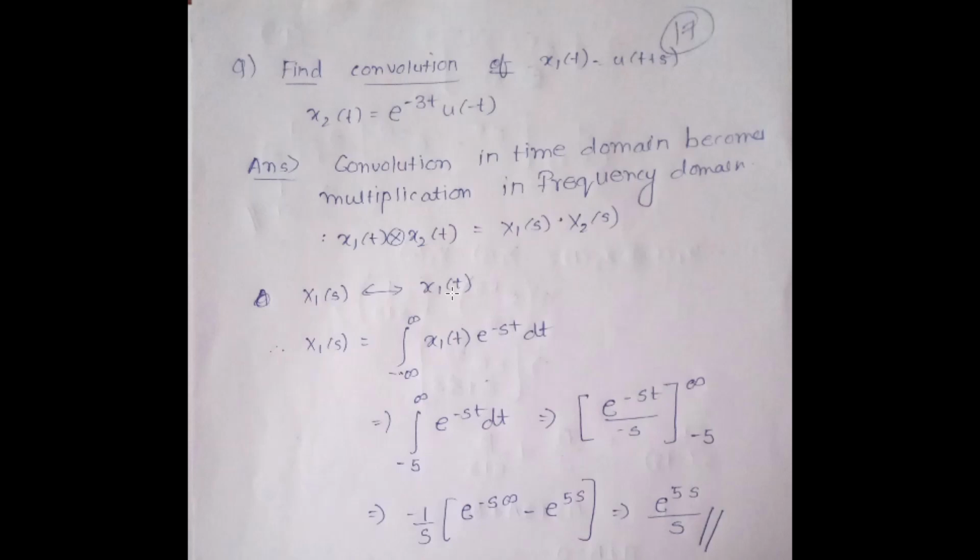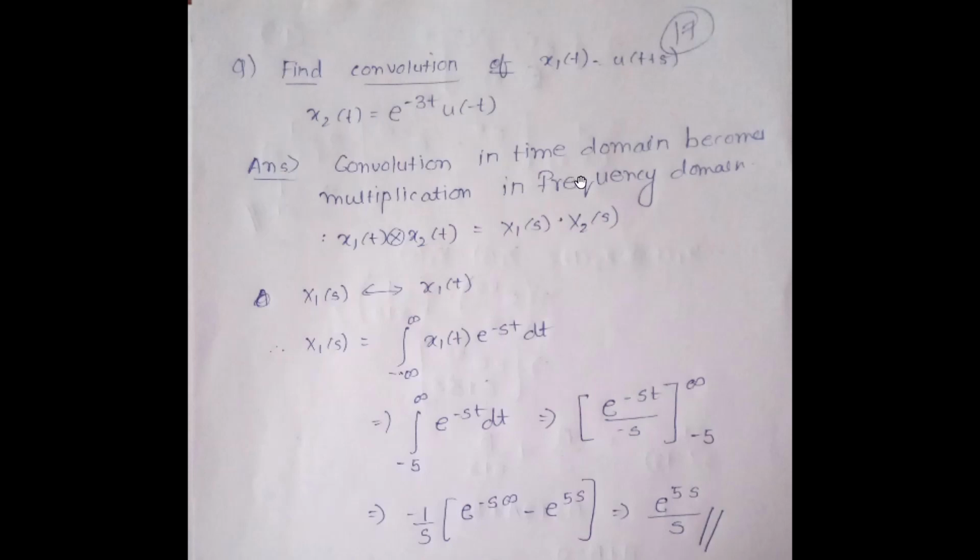So let us understand it with the help of a numerical itself. Find the convolution of signal x1 of t, which is given as u of t plus 5, and x2 of t, which is given as e raised to minus 3t u of minus t. So you have to find out the convolution of the two signals, x1 of t convolved with x2 of t.